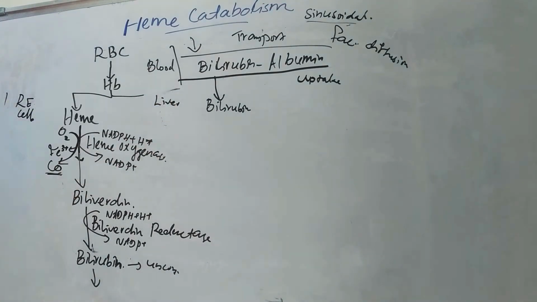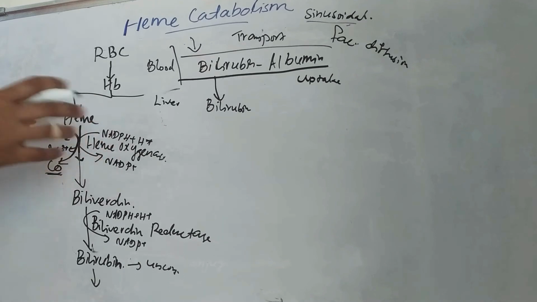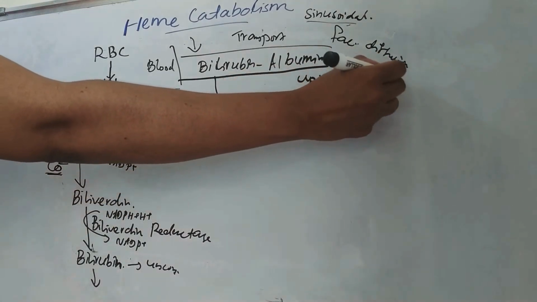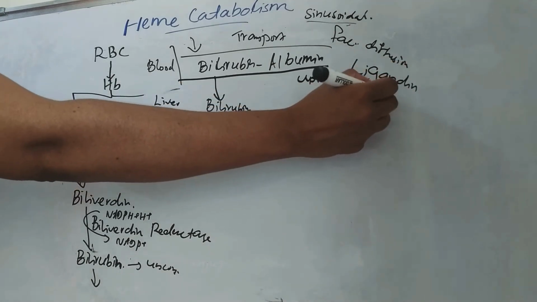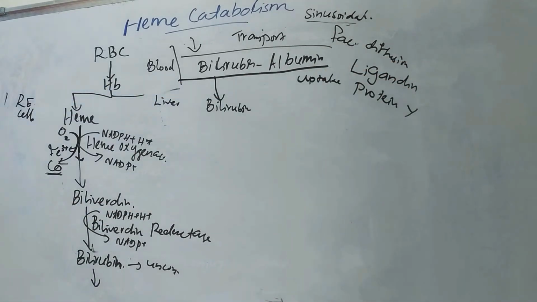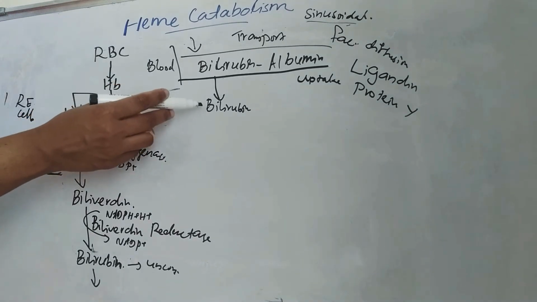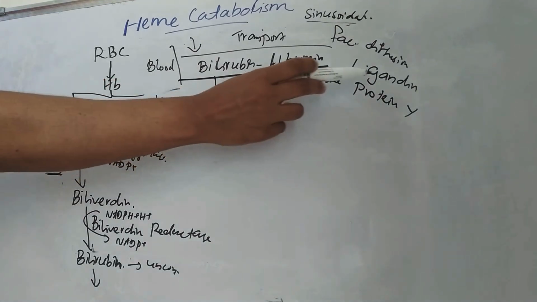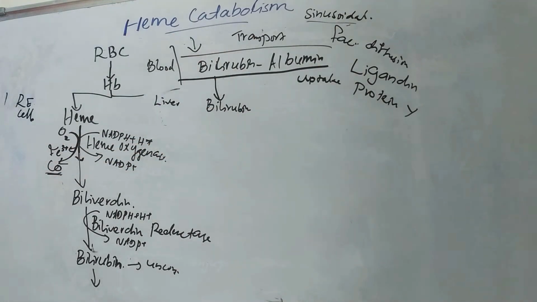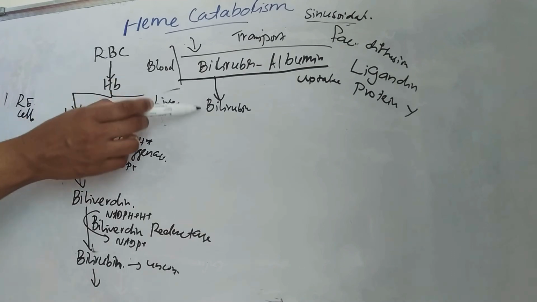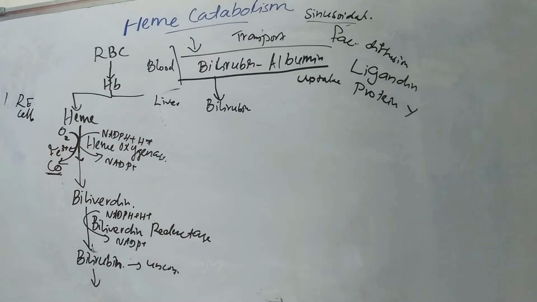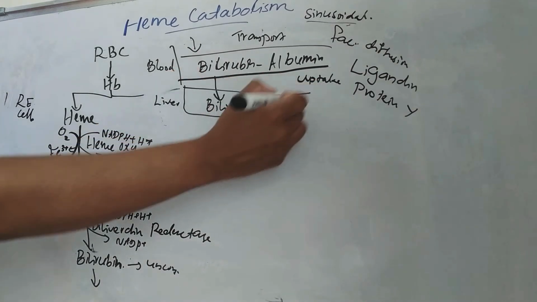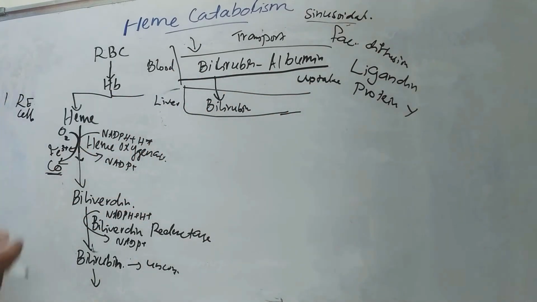This is in the liver. Inside the hepatocytes, two proteins are there, ligandin and protein Y. These proteins prevent the efflux of bilirubin from liver back to blood. So this is the uptake of bilirubin by the liver. Next step is conjugation.